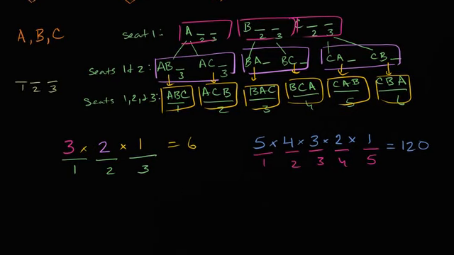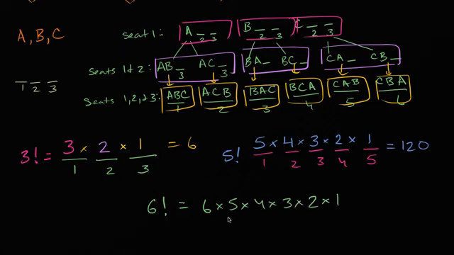So this thing right over here is the same thing as 3 factorial. You write this little exclamation mark. This right over here is the same thing as 5 factorial. So in general, if I said 6 factorial, that would be equal to 6 times 5 times 4 times 3 times 2 times 1. Anyway, hopefully you enjoyed that.